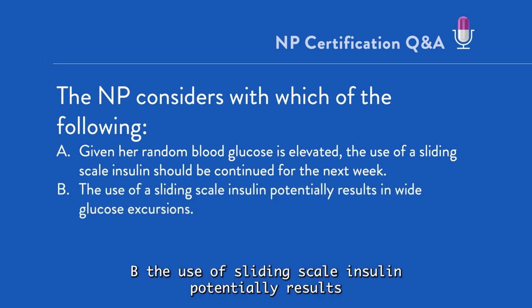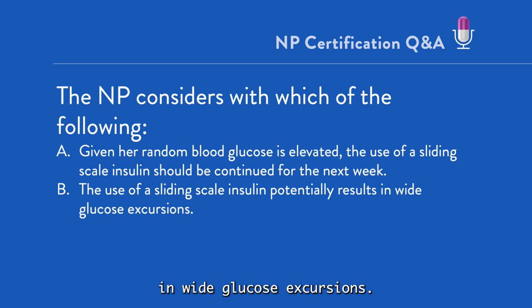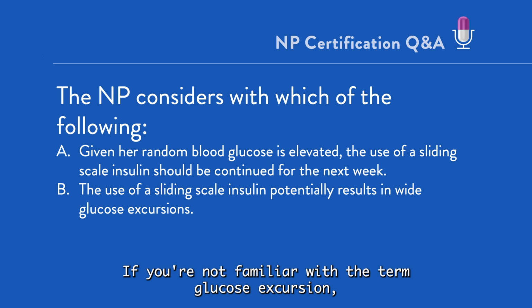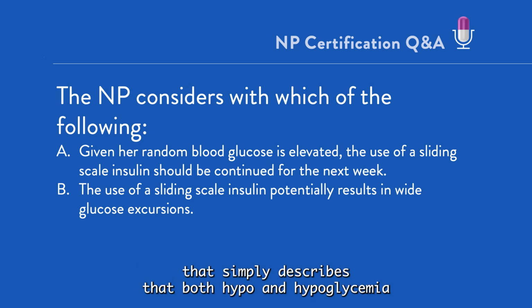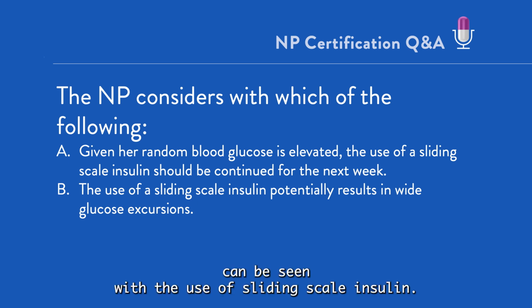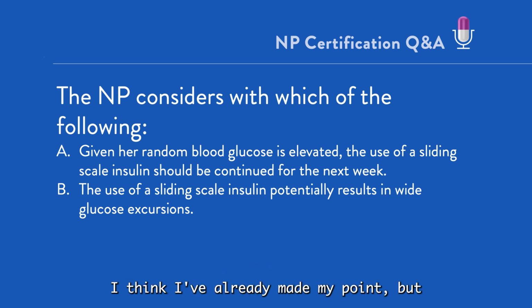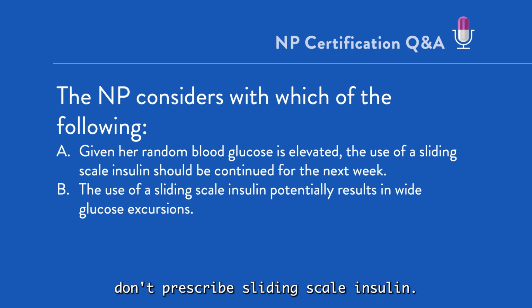B, the use of sliding scale insulin potentially results in wide glucose excursions. This is the correct answer. If you're not familiar with the term glucose excursion, it simply describes that both hypo and hyperglycemia can be seen with the use of sliding scale insulin. I think I've already made my point, but don't prescribe sliding scale insulin. You will see it done.